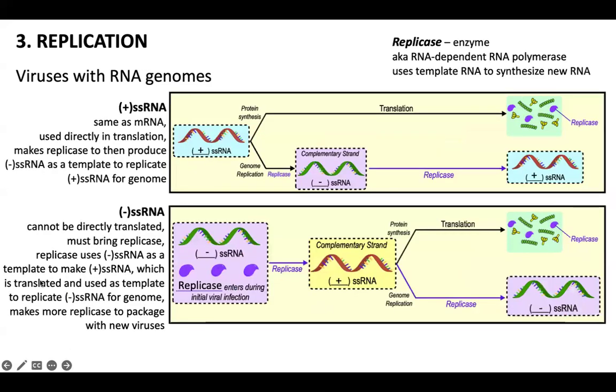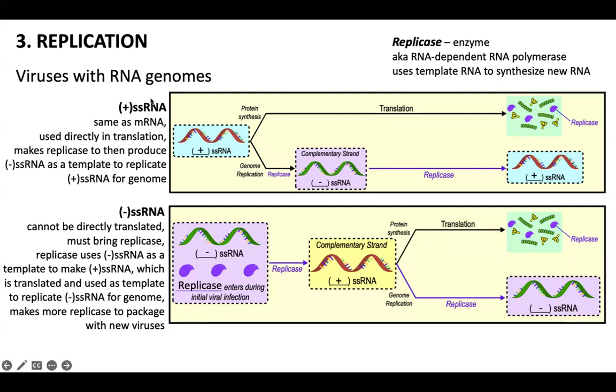All right, when we get into RNA genomes, it becomes a little more complicated. So in our animal cells, we basically go from DNA to RNA. We don't work in the other direction, and we're usually not copying RNA from RNA. And so animal cells don't have the equipment that the viruses need for replication.